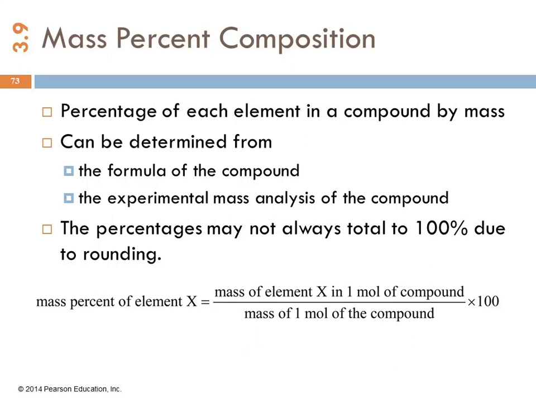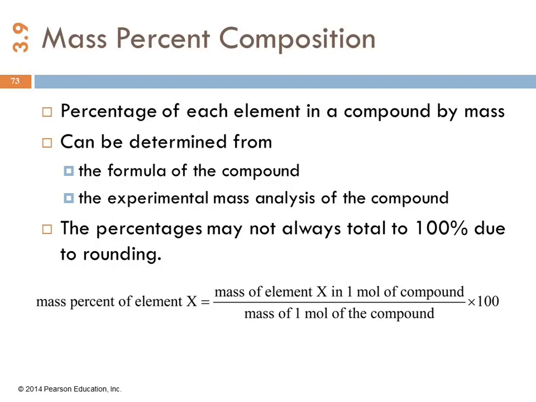Now, if they don't give you an amount of compound, what do you do? Well, the mass percent is an intensive property. It does not depend on the size of the sample. If something is 42% oxygen, no matter how big that sample is, it will be 42% oxygen. That's one of the useful things of percentages.